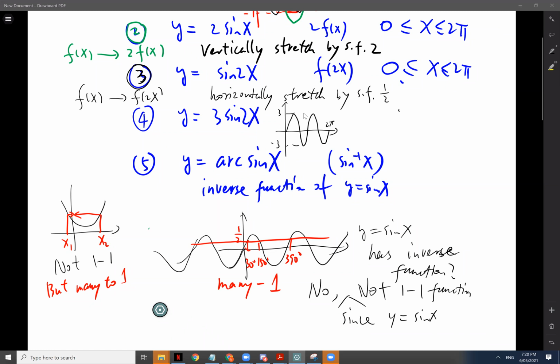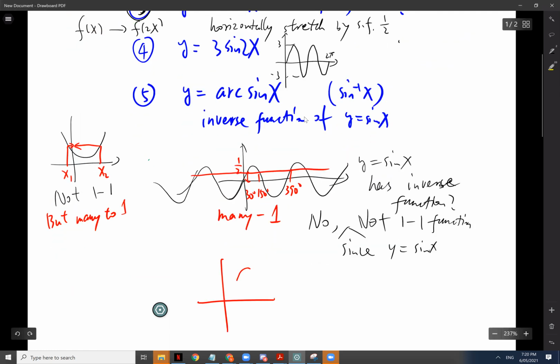Isabella, do you understand the meaning of many to one? So a one-to-one function is just like this one. One x, just one y. One to one. Okay?